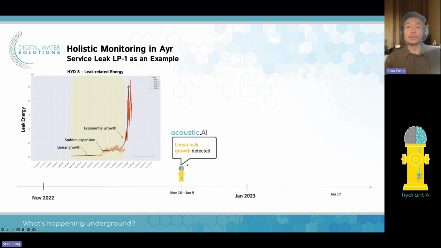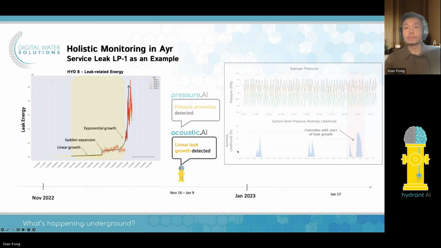And then we can look at leak energy, right? So we can try to capture, is that leak growing? Is it staying the same? And we can see again from the 15th of November to about the end of December, there's not much change, very, very minor change. And then it starts to really kick up in December and then into January.